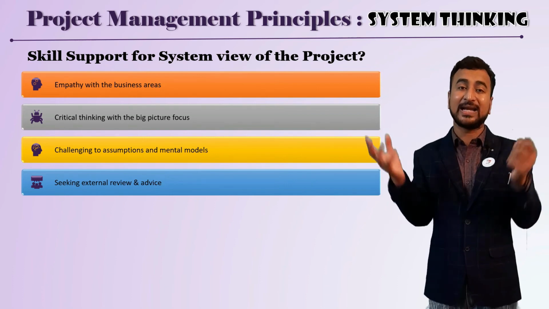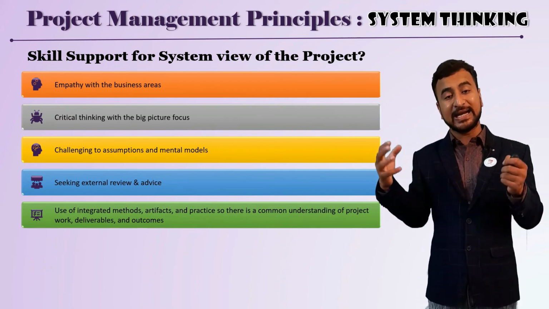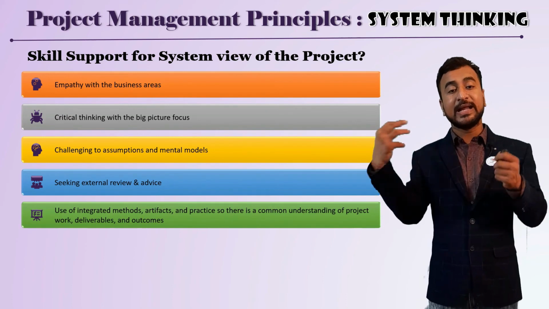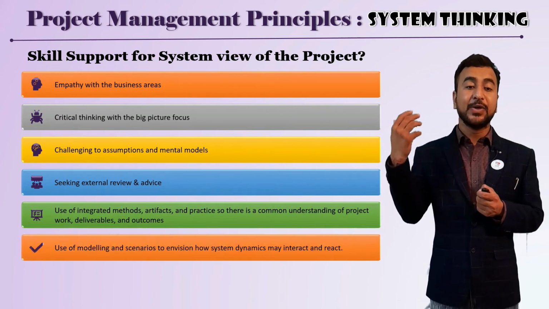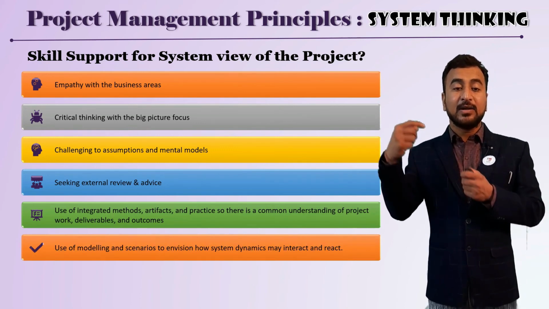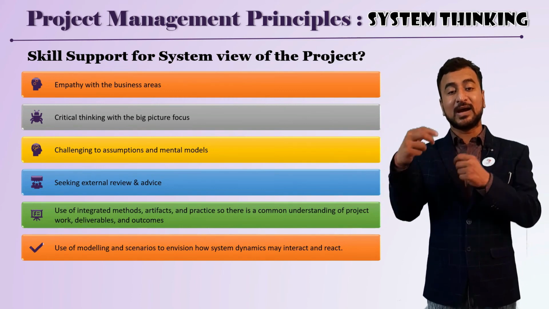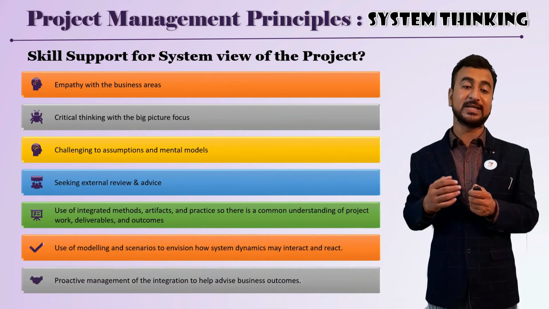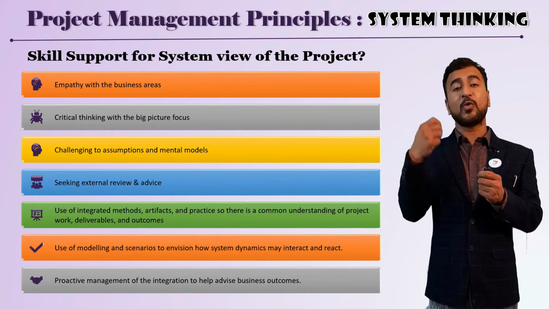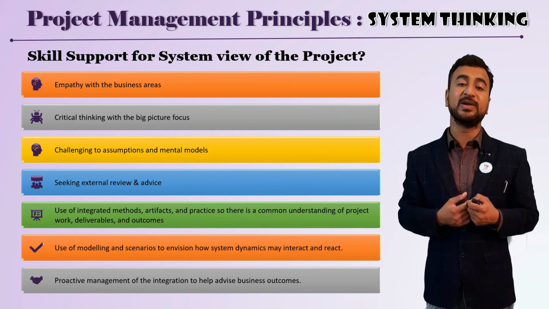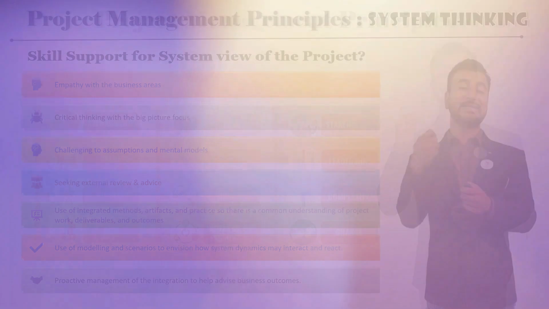You have to take a collective 360-degree approach, use integrated artifacts, and take a practice by which you can inculcate all those viewpoints, use modeling and scenarios to ensure that the system is demystified and you have a holistic understanding. And finally, proactive management is required to implement system thinking. So with that skill set, you can implement system thinking.